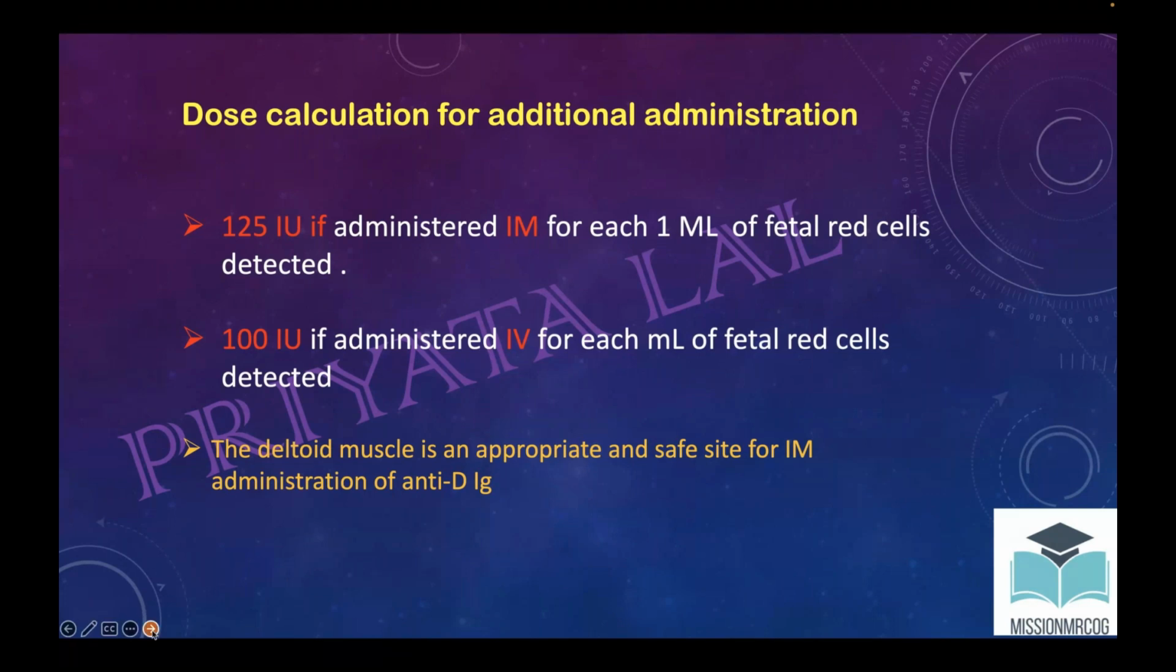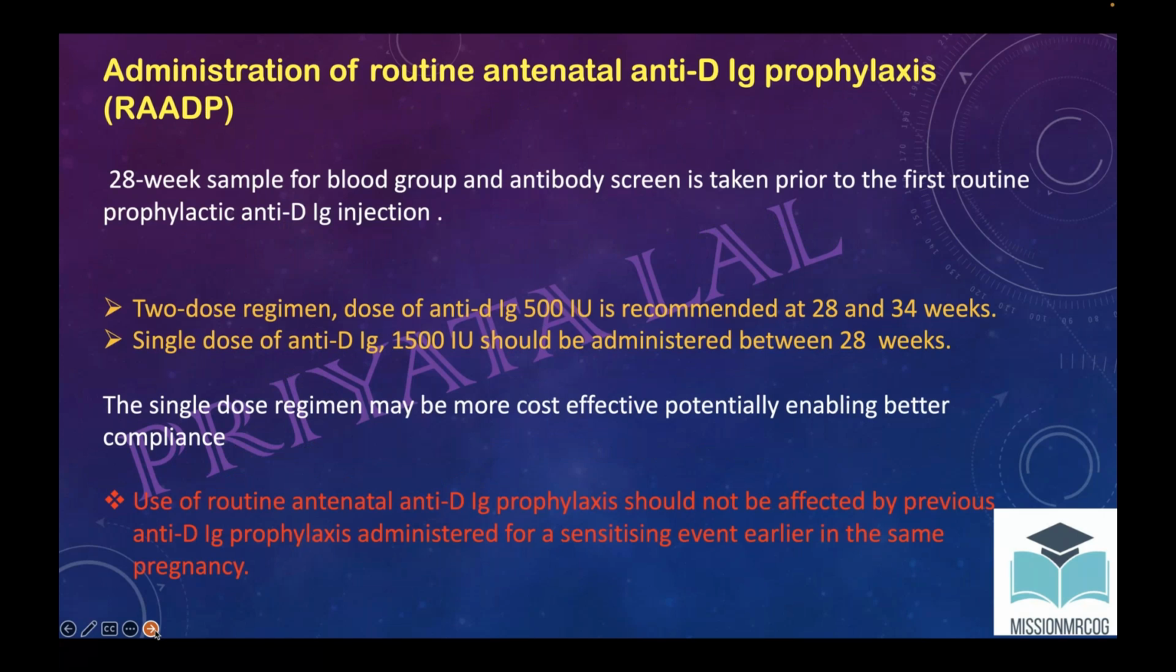Now this is again a very important thing, routine NTD prophylaxis. Usually before we offer this, blood group and antibody screen is done, that I just told you in a previous guideline. So usually this routine antenatal prophylaxis is done at 28 weeks. Before that, the first part will be to take a sample for blood group and antibody screen. After that there are two regimes. So there could be a two dose regime.